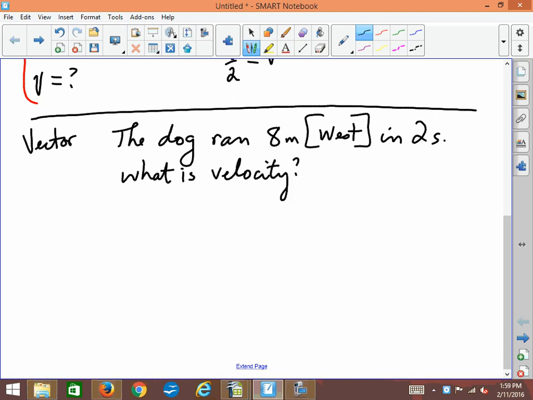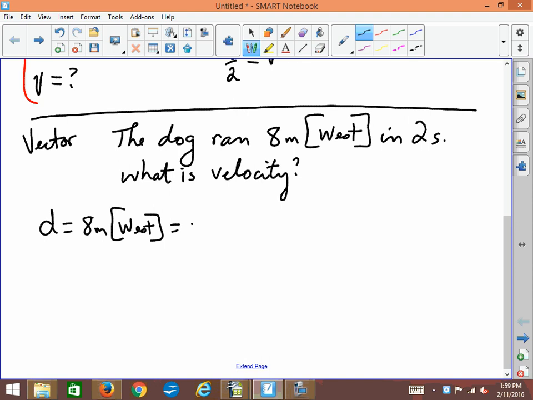Okay. What is the velocity of the dog? Well, it's all the same sort of thing. We start with what we got. We got a D. Now this time, it's not a distance, it's a displacement, right? So it's not the same thing. And so somehow I have 8 meters west, but I have to translate that into math.